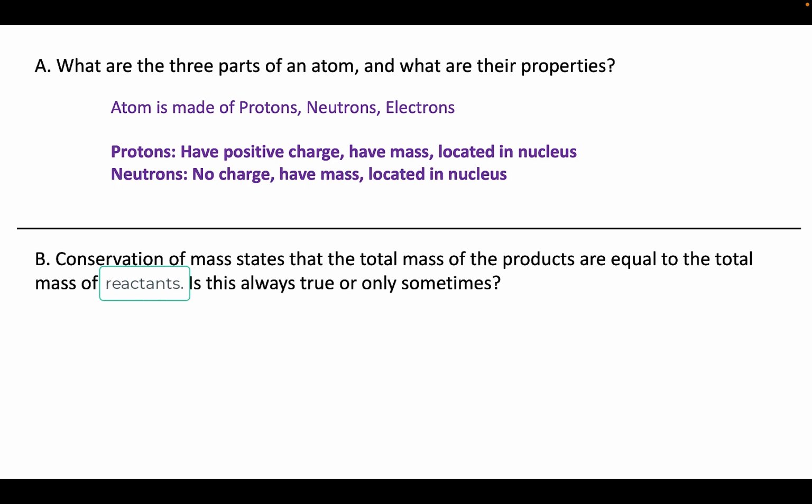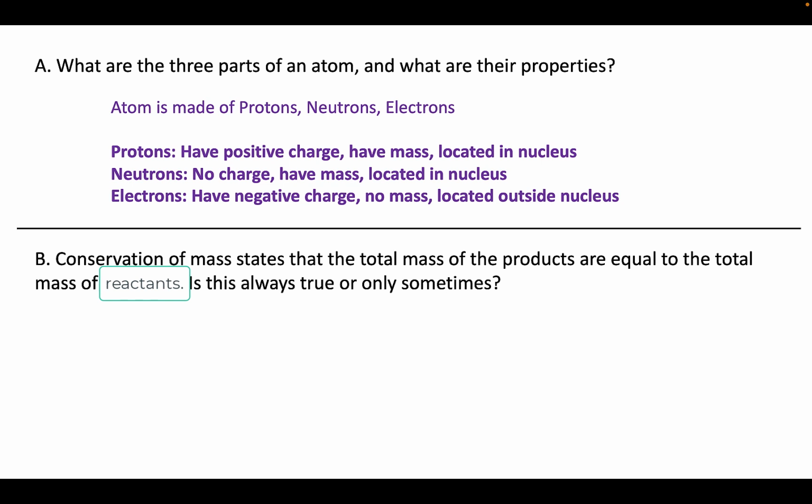Neutrons, they have no charge, right? Zero charge, neither positive nor negative. They have mass, same as the protons, and they're also located in the nucleus. The electrons are what carry the negative charge. We consider them massless, which is not entirely true, but it's so small compared to the protons and neutrons that we basically say the mass of an atom or an element is due to its protons and neutrons. And importantly, the electrons are located outside the nucleus. So these properties, the charge, the mass, and where they're located, are really what I'm going at when looking at protons, neutrons, and electrons.